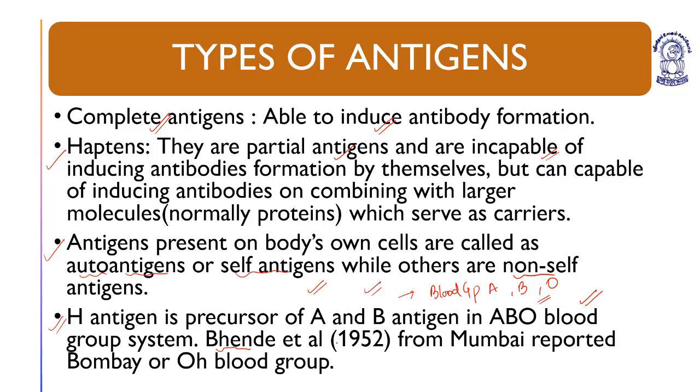Bhende and his colleagues in 1952, from Mumbai, reported a very special blood group in which all the antigens were absent. H antigen, A antigen, B antigen, all were absent. And he called that blood group the Bombay blood group or Oh blood group. So in 1952 he discovered a blood group in which A, B, and H antigens were absent from the RBCs, and he called it the Bombay blood group or Oh blood group. Understood?